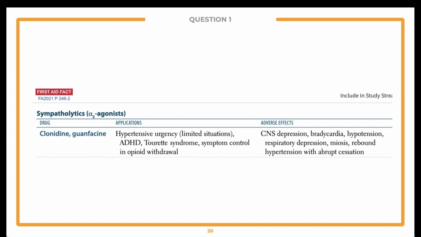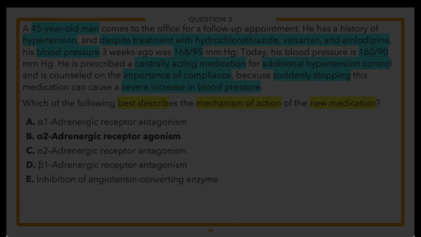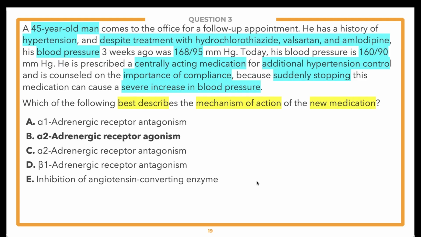If you agonize it, you get vasodilation, right? So once you activate that alpha 2 receptor, you will decrease sympathetic outflow in the central nervous system, which will decrease your peripheral resistance, your heart rate, and your blood pressure. Now, another clue here that is important: if you go back to that vignette, it tells you that if you suddenly stop this medication, you can cause a severe increase in blood pressure.